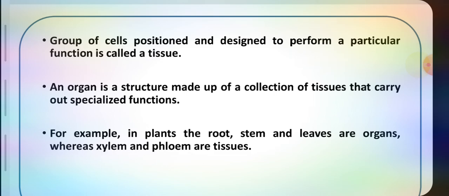So for example, in plants, the root, stem, and leaves are organs, whereas xylem, phloem, parenchyma, chlorenchyma, collenchyma, sclerenchyma, and aerenchyma are all tissues.